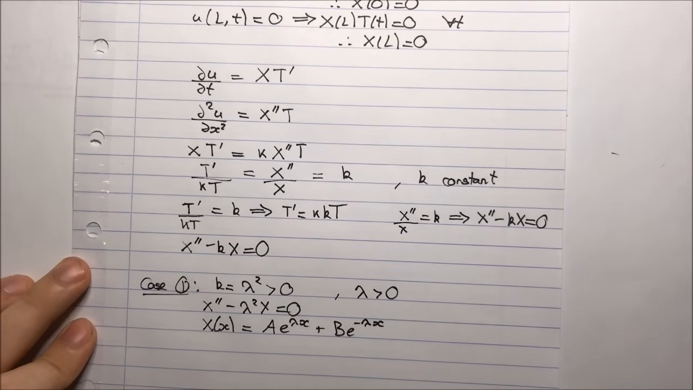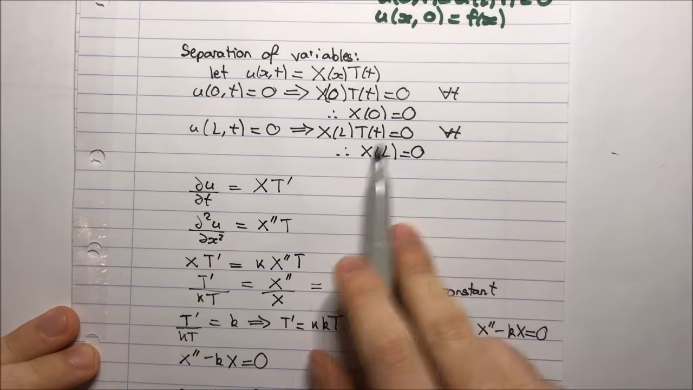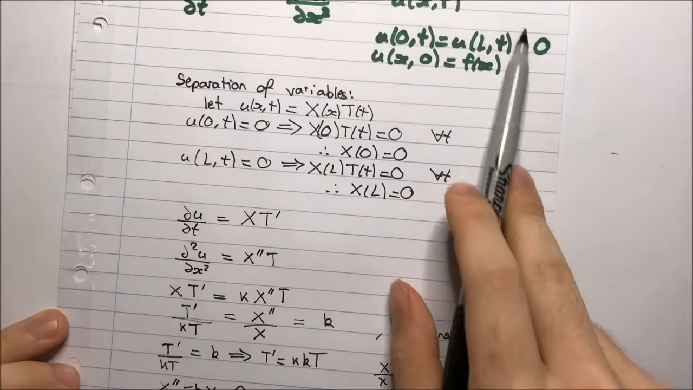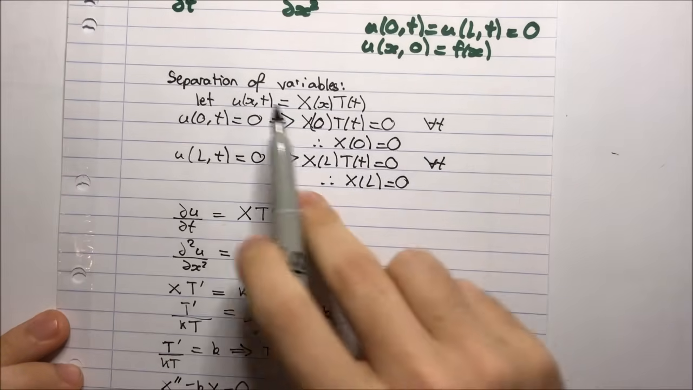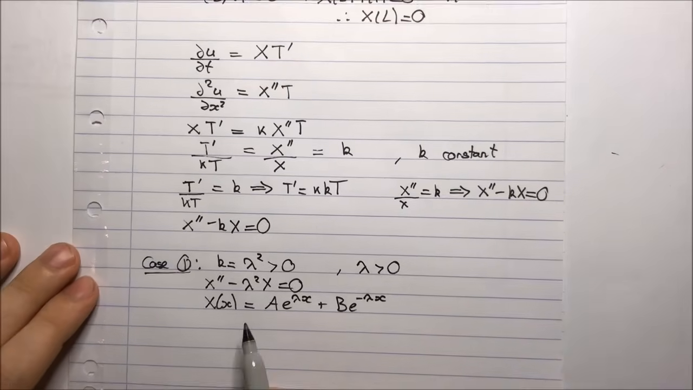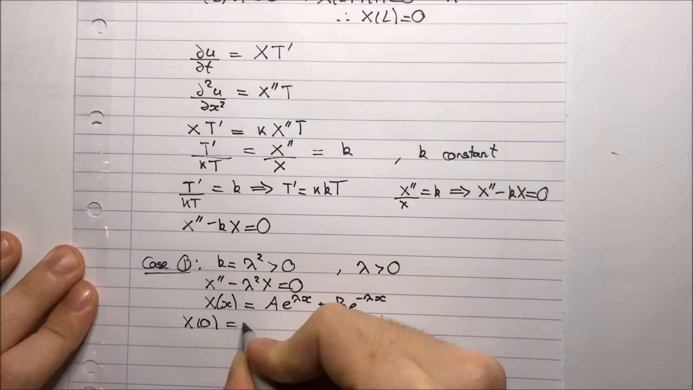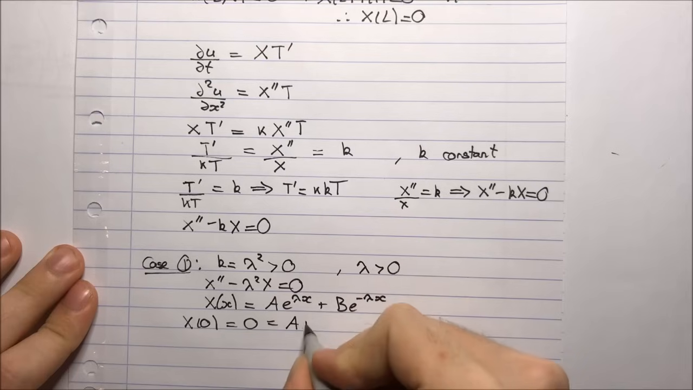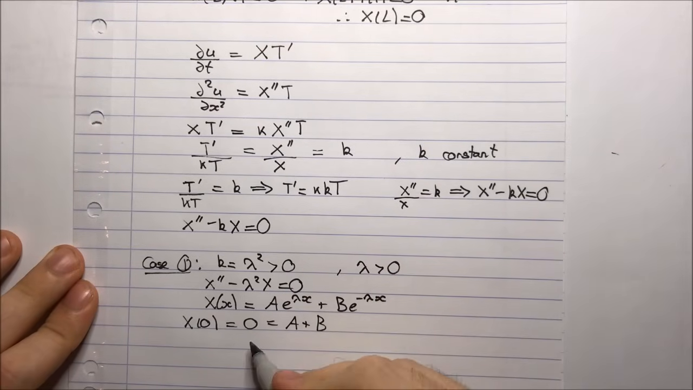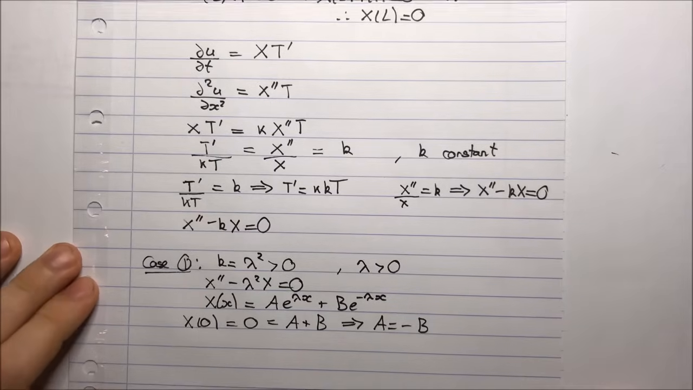Okay, and now we are going to use our conditions that we derived here. So we can't use these straight out. We had to put them into this form after our separation of variables in order to use them here. So X of 0 equals 0. Now subbing 0 into this gives me a plus b. So a plus b is 0, or in other words, a is equal to negative b.